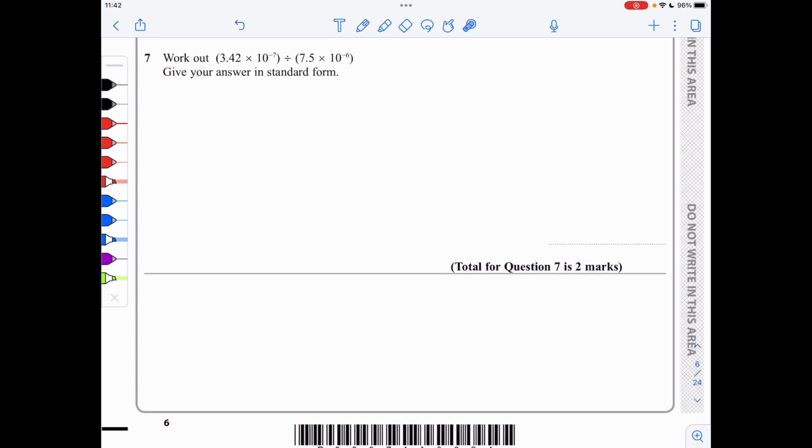In 7, we need to work out 3.42 times 10 to the negative 7 divided by 7.5 times 10 to the negative 6. We plug this into the calculator, we get 0.0456, which is 4.56 times 10 to the negative 2, because we were asked to give our answer in standard form.